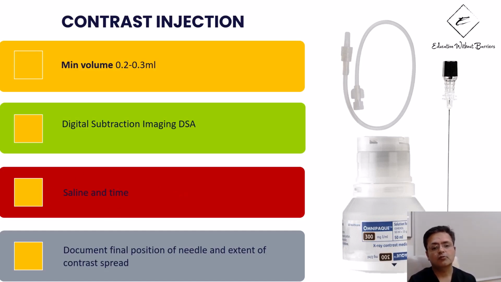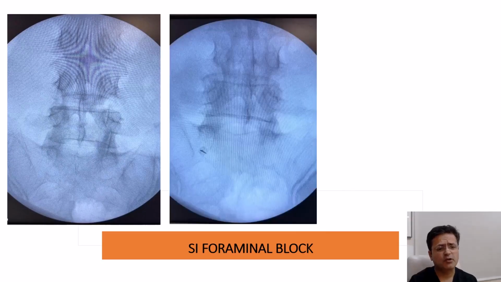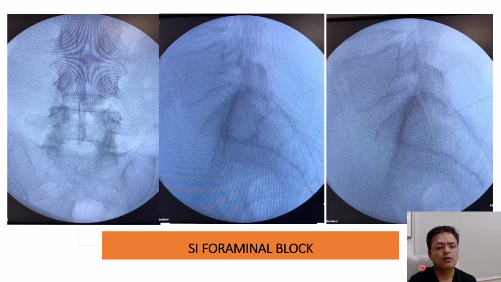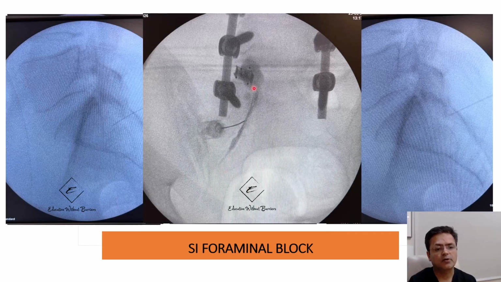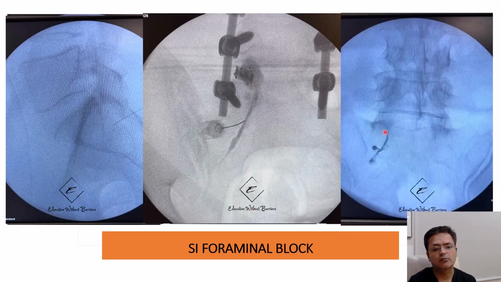Whenever you're doing nerve root blocks, please do save images so that you can document the final position of the needle and the extent of the contrast spread, and that's visible for anyone to review later on if required. Now, the S1 foraminal block or nerve root block is a separate ball game, which I want to cover in a separate video, but I've got some good images to show you how that's done, and you can see the contrast spread along the S1 nerve root in both these images.